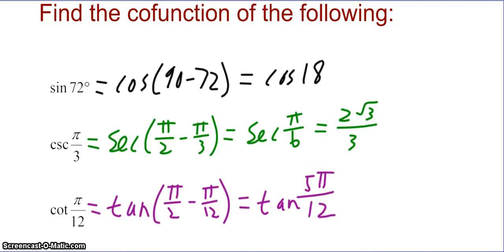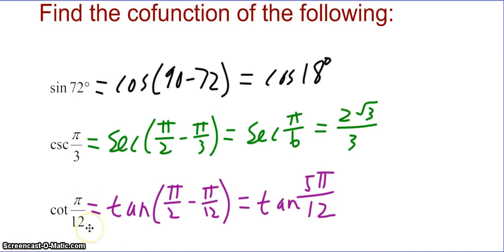If you were confused, or if you want to check your answers, the sine of 72 degrees is the same as the cosine of 90 minus 72, which is the cosine of 18. And I should have a little degree symbol so we know that's degrees. I could type this into my calculator. I know it's not a nice number, so I'm just going to leave my answer like that. The cosecant of pi thirds is the same as the secant of pi halves minus pi thirds. Well, pi halves minus pi thirds is pi sixths. So the secant of pi sixths is 2 root 3 over 3. I know that from my unit circle because this is an angle on the unit circle.